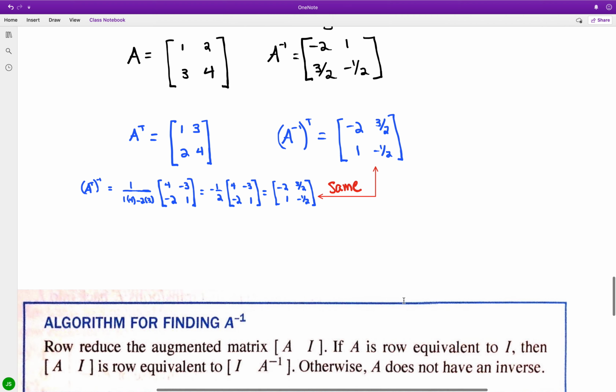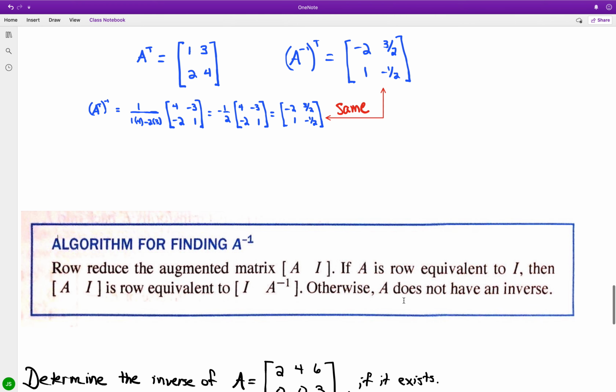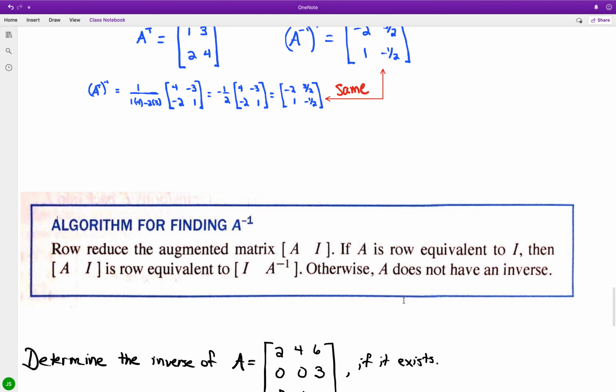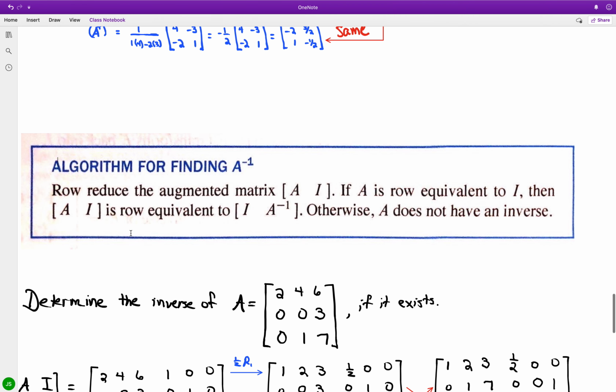Now, if you're looking at something that's not just 2x2 matrices, but square matrices that might have more than 2 rows and 2 columns, let's say that for your algorithm for finding the inverse of a matrix, going back to row reduction, it says to row reduce the augmented matrix, where we have what is given for A and you have I. If A is row equivalent to I, then the augmented matrix is row equivalent to I and the inverse of A. Otherwise, A does not have an inverse.